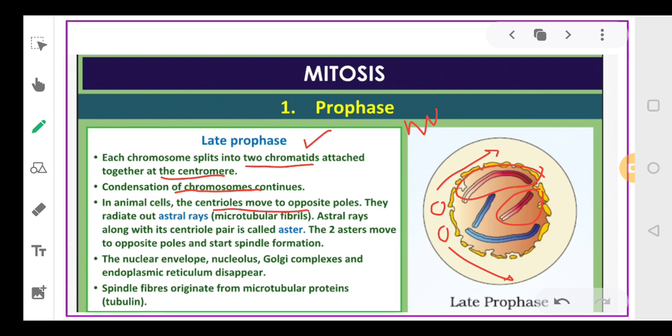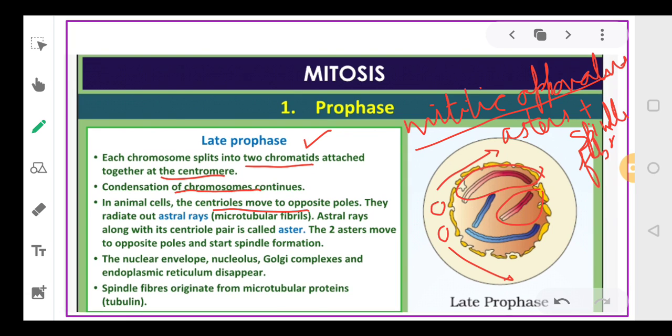So what is the mitotic apparatus? What is the mitotic apparatus, everyone? Mitotic apparatus is, what is it? Asters plus the spindle fibers. Okay, asters plus the spindle fibers.